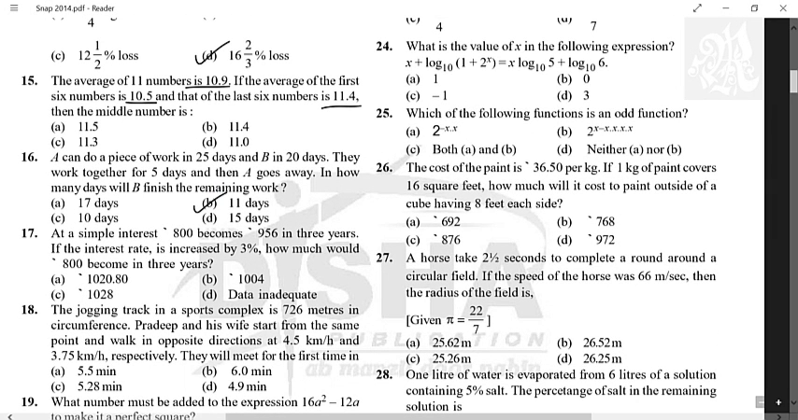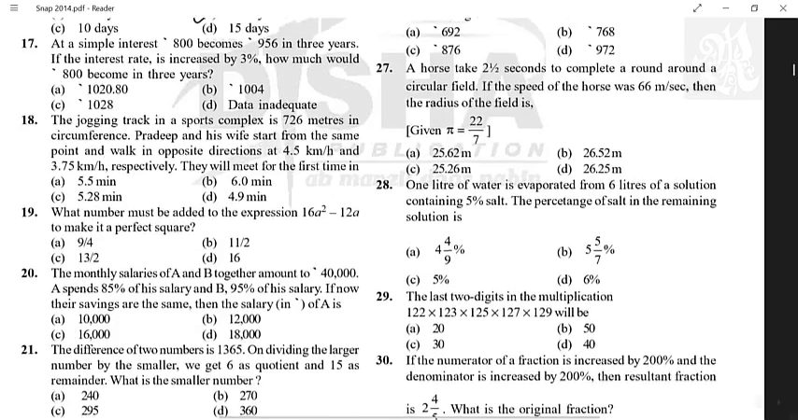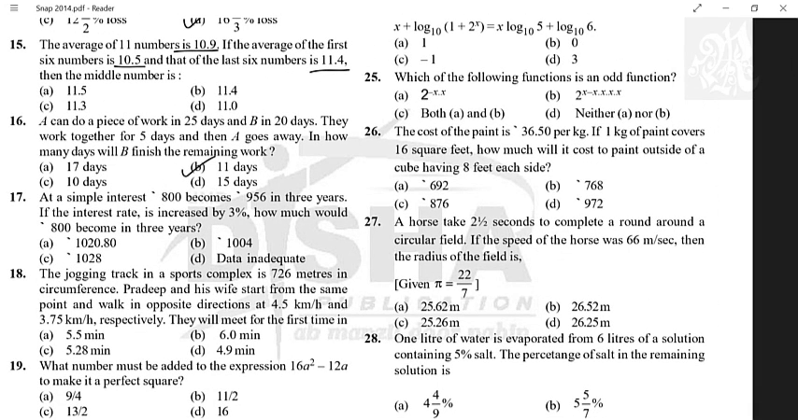Yeah, simple as that. Look at it, we're actually solving it very quickly because we're selecting the right question. So now have a look at the 17th one. At simple interest, 800 becomes 956 in 3 years. And if the simple interest rate is increased by 3%, how much would 800 become?